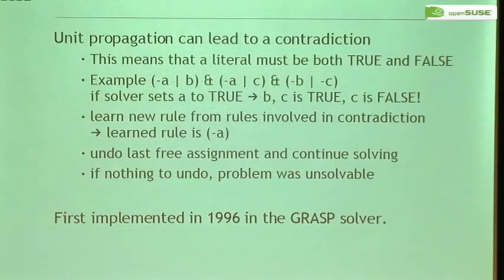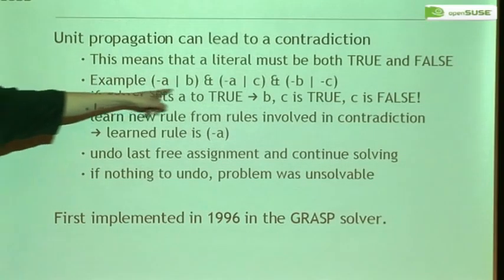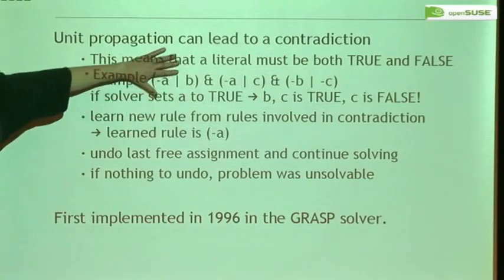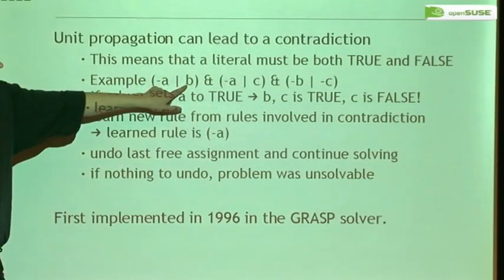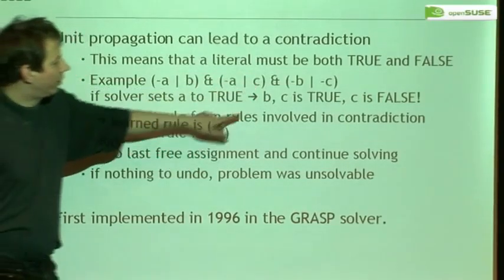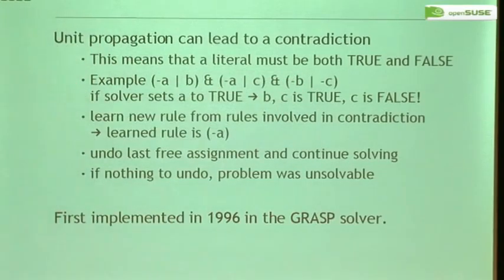Of course, with a normal solving algorithm, you probably know you sometimes get contradictions. The same is true with SAT solving. Unit propagation can lead to contradictions. Here's an example. You have this expression, and maybe the SAT solver chose to install A. This rule is unit, so we know B is true. This rule is unit because A is true, so C is also true. And then we have this rule which tells us B conflicts with C, but we just established that we have to install both B and C, so this is a contradiction.